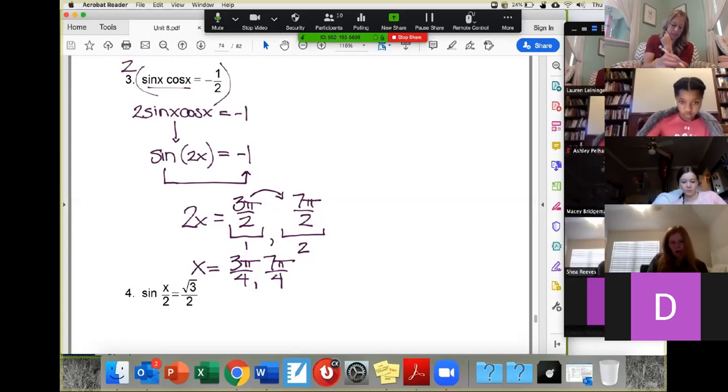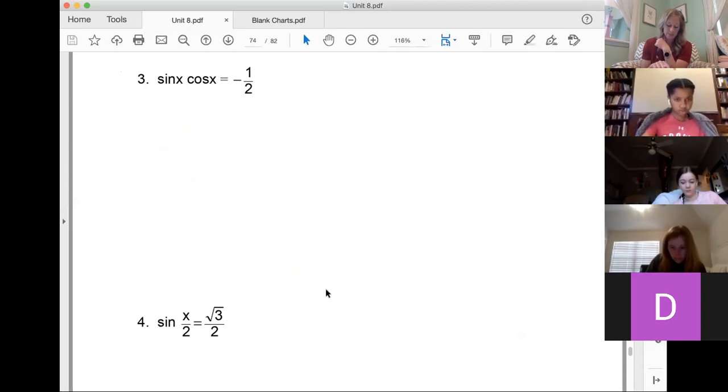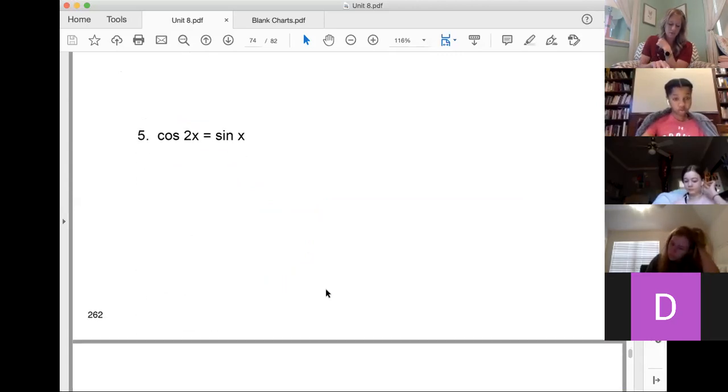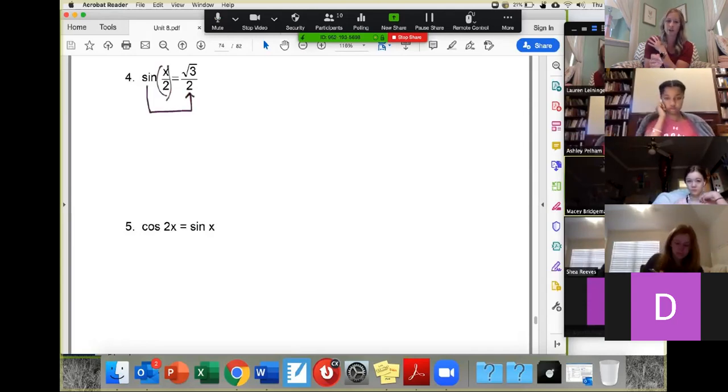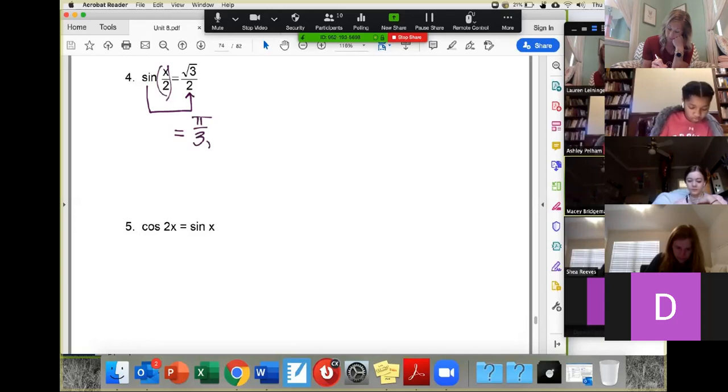I really am not going to spend much time on question 5, but 4 is slightly different. Why is that? Because everything's divided by 2. It's really because of the divided by 2 and the angle. Instead of worrying about that right now, just like the other ones, I'm going to ask myself the question, where is sine √3 over 2? Pi over 3. That's going to be pi over 3 and one other place, 2 pi over 3.